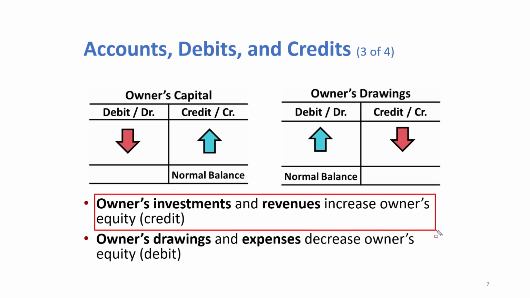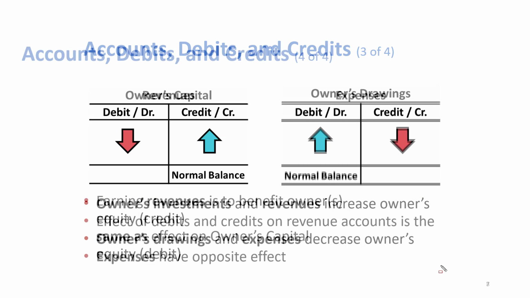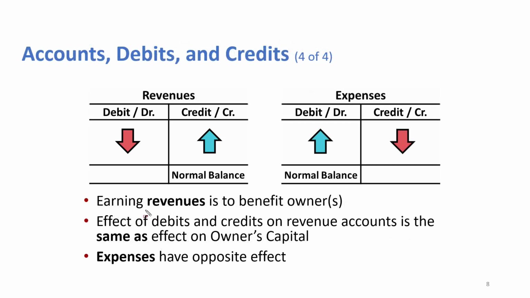Again, owner investment and revenue increase the owner's equity, that will be a credit. And owner's drawings and expenses decrease owner's equity, that will be a debit. Earnings of revenues are a benefit for the owners, and directly affect the owner's equity account. That's why if there is any revenue, the owner's equity will be increased, or credited. On the other hand, if any expenses are incurred, the owner's equity account will be debited, which reduces the owner's equity account.